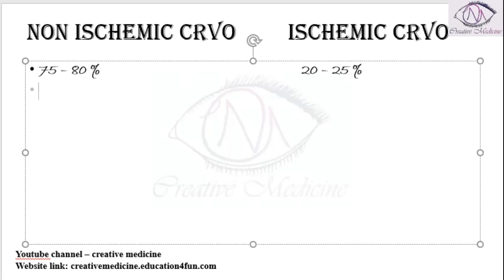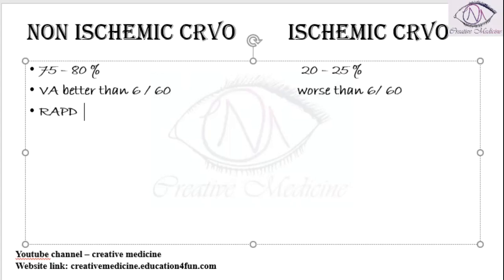The non-ischemic will have visual acuity better than 6 by 60, whereas in ischemic central retinal vein occlusion, the visual acuity will be worse than 6 by 60. Then, relative afferent pupillary defect is either slight or nil in non-ischemic central retinal vein occlusion, whereas relative afferent pupillary defect is markedly present in ischemic central retinal vein occlusion.